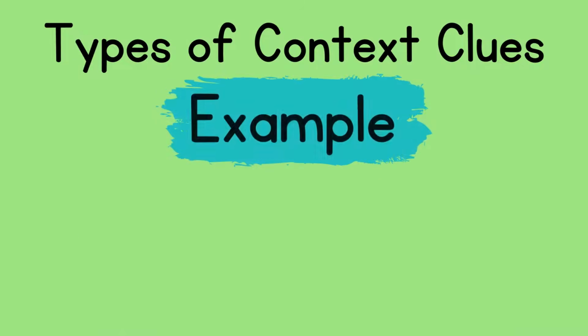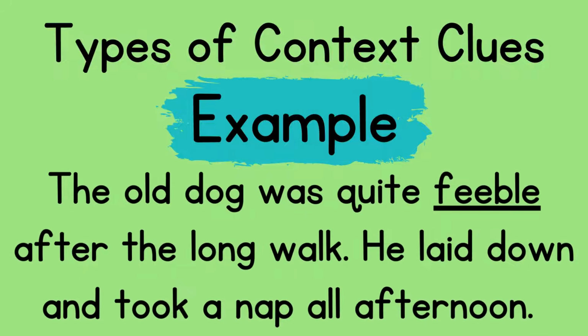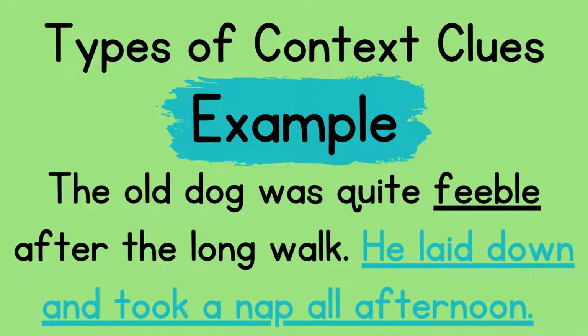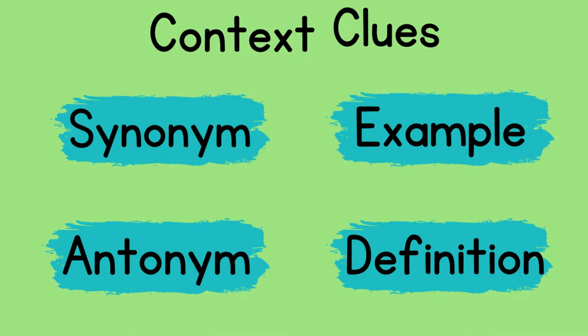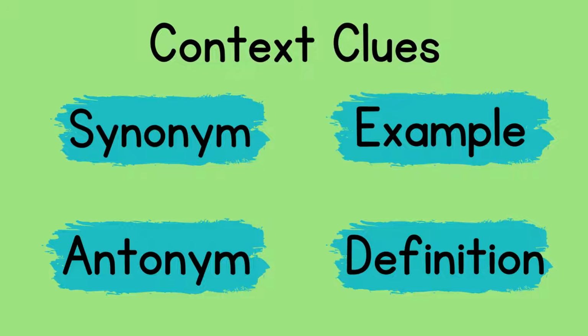Another way is through examples. The old dog was quite feeble after the long walk. He laid down and took a nap all afternoon. This sentence shows through the example that he spent the afternoon sleeping and that he was very tired. Now, let's practice these clues with a variety of sentences and see if you can use the context clues to figure out the unknown words.